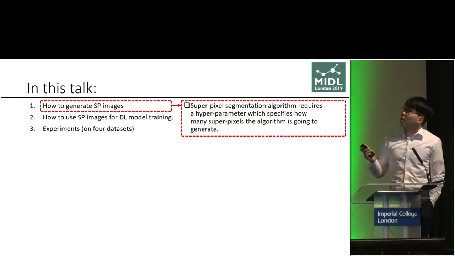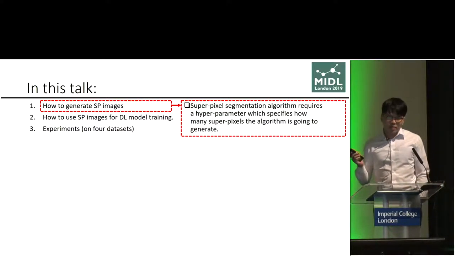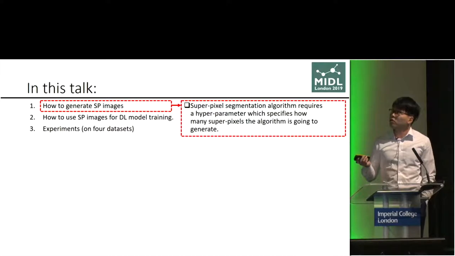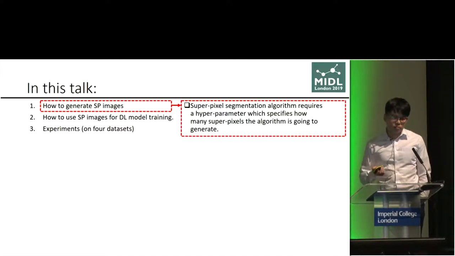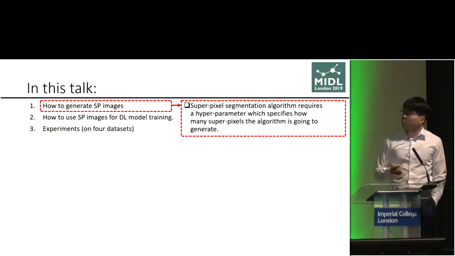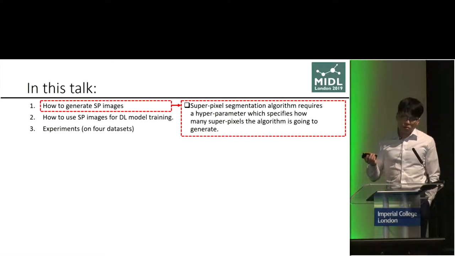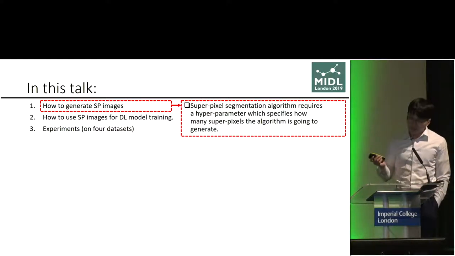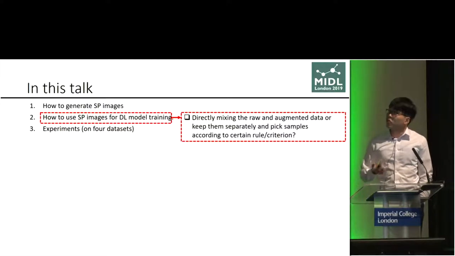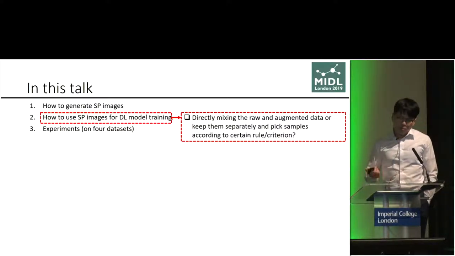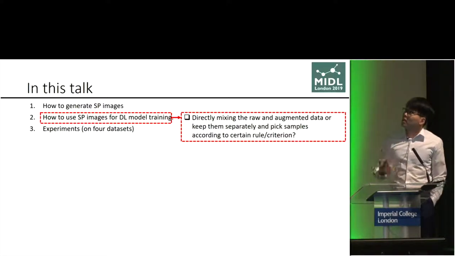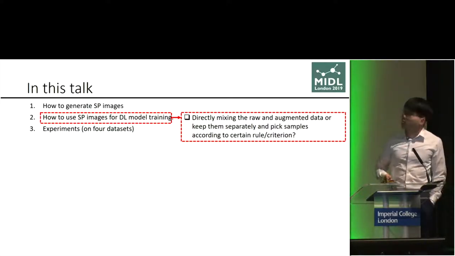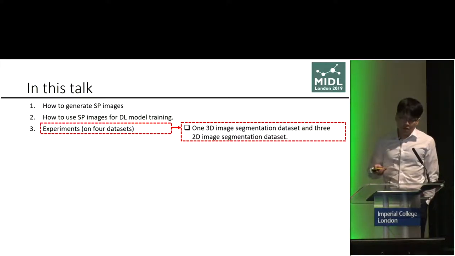For the first one, the key issue is that when you generate the SP image, there's a key hyperparameter that says how many superpixels you want to generate in this image. If you set this number too high, the SP image will become very similar to the raw image. If you set it too low, then it would be very coarse and some essential structures might be missing in the SP image. And when using these new images for training, should you mix this augmented data with the raw data, or keep them in separate folders and draw samples according to certain rules? That's another question. And finally, experiments on four data sets.